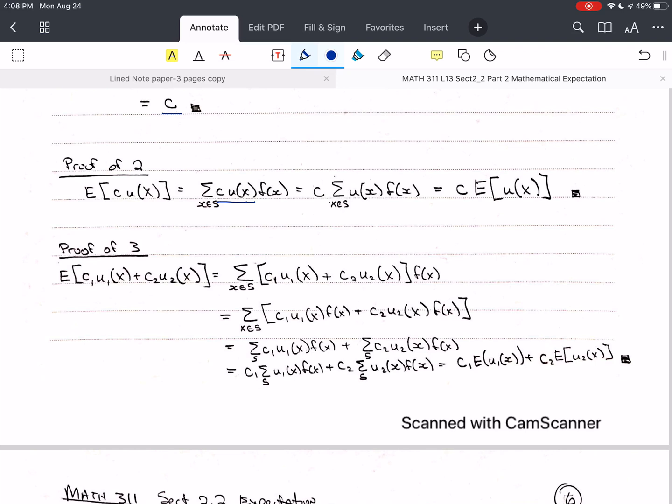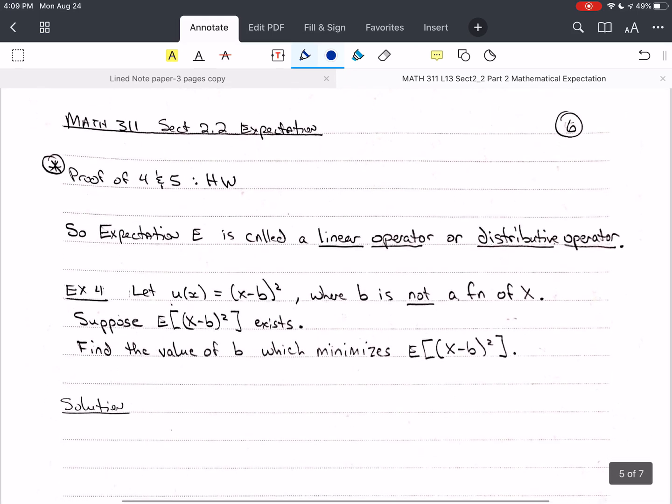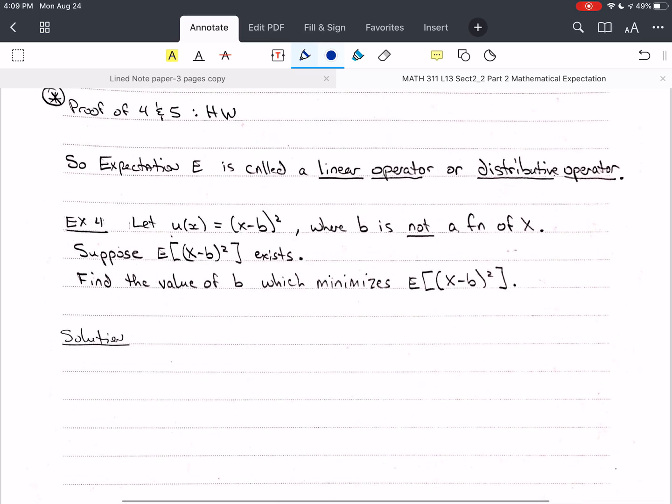So the proof of 2, again, we start with the definition, c times u of x times f of x. The c can come out because we've already shown that in the previous. And then what we have left here is simply the expectation of u of x. And the proof of 3 is very similar. So I'll let you walk through that, but it's very, very similar. And the proof of 4 and 5 will probably be homework. There are some tricks to that, or details, not tricks. So the expectation E is called a linear operator or a distributive operator. As you see, we could distribute it across addition. We can also distribute it across subtraction.